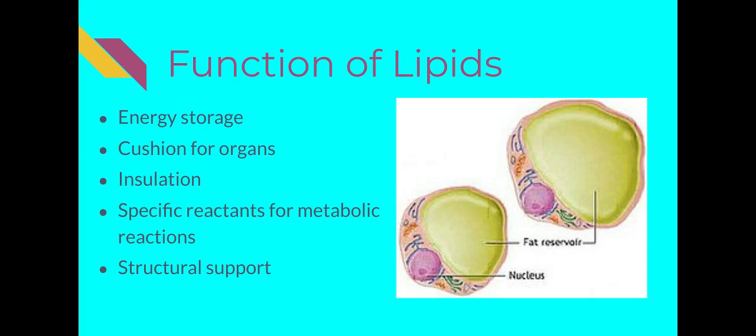Also insulation. So insulation, especially when animals go into hibernation, they're going to put on a whole bunch of body fat, and that's to help. Two reasons. One, to help keep them warm, and also it's an energy source as they're sleeping throughout their hibernation. Lipids are also used for specific reactants for metabolic reactions, so they're important for metabolism and also for structural support.